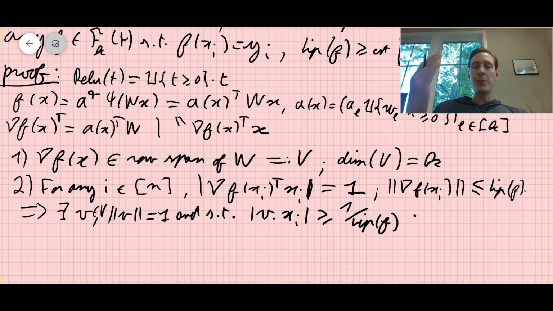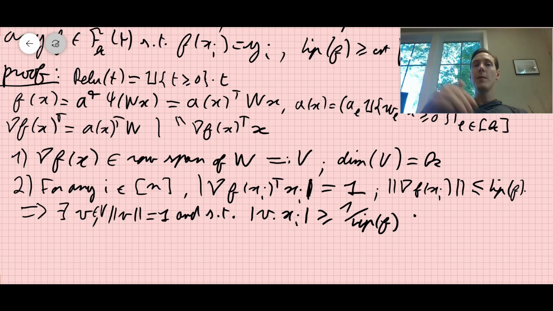Let's take a very simple case. If we take the first k data points, x1 through xk, and we want to perfectly correlate with them, we can have k neurons that perfectly correlate with them. So the subspace V, let's say, is the span of x1 through xk. So there is no contradiction that v dot xi is larger than 1 over the Lipschitz constant for each one of them.